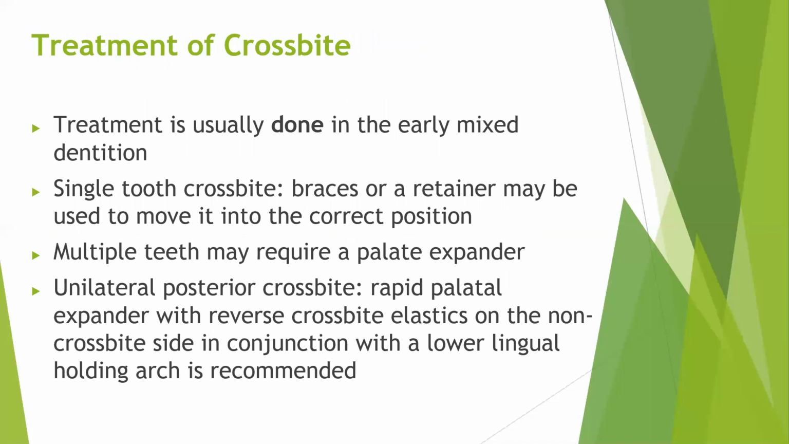Treatment of crossbites is usually done in the early mixed dentition, if possible. Single tooth movement, braces or a retainer may be used. Multiple teeth may require a palatal expander. For a unilateral posterior crossbite, many times we use a rapid palatal expander with reverse crossbite elastics on the non-crossbite side in conjunction with another appliance, such as a lower lingual holding arch.